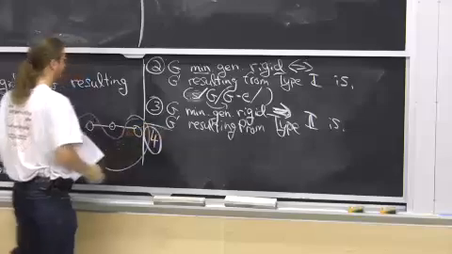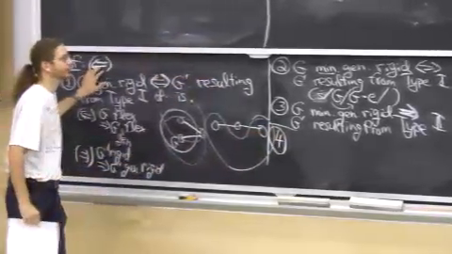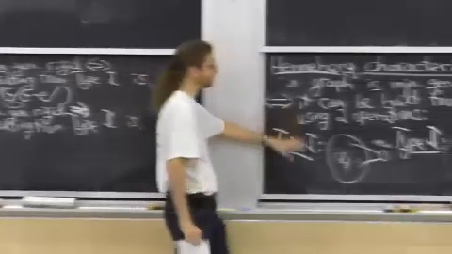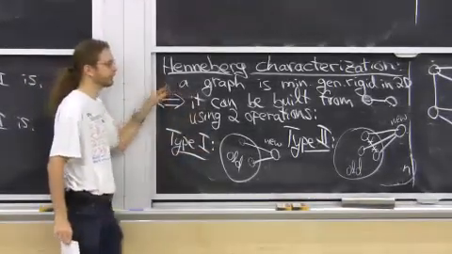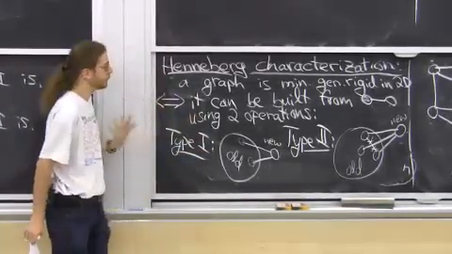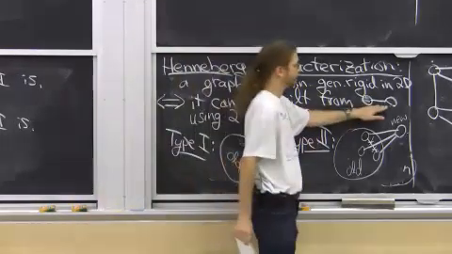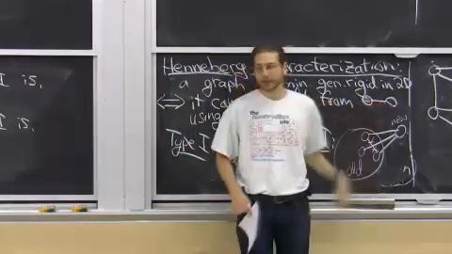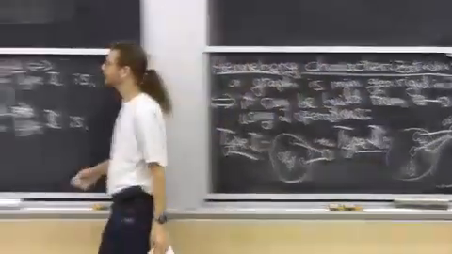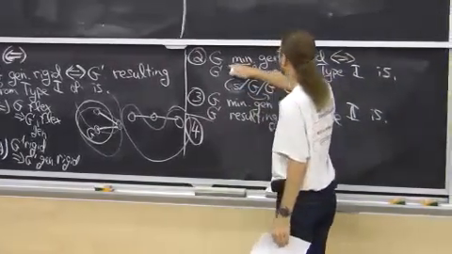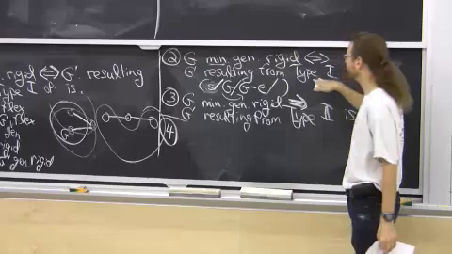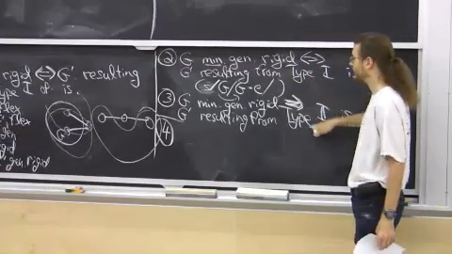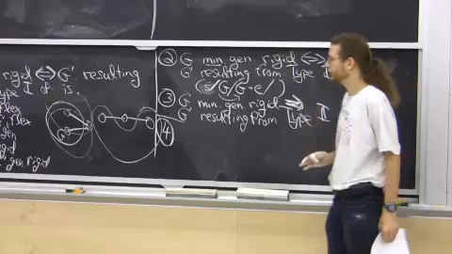At this point, by the way, we have proved one direction of our big theorem. We've proved that if you can build something with these two operations, it is minimally generically rigid. Because when we start out with an edge, this is the base case of our induction, this guy is minimally generically rigid. And then every operation I do, I know I'm safe. Because I start with G being minimally generically rigid. If I do a type 1 operation, it will still be minimally generically rigid. And same thing for type 2 operations. So in that direction, we're golden.